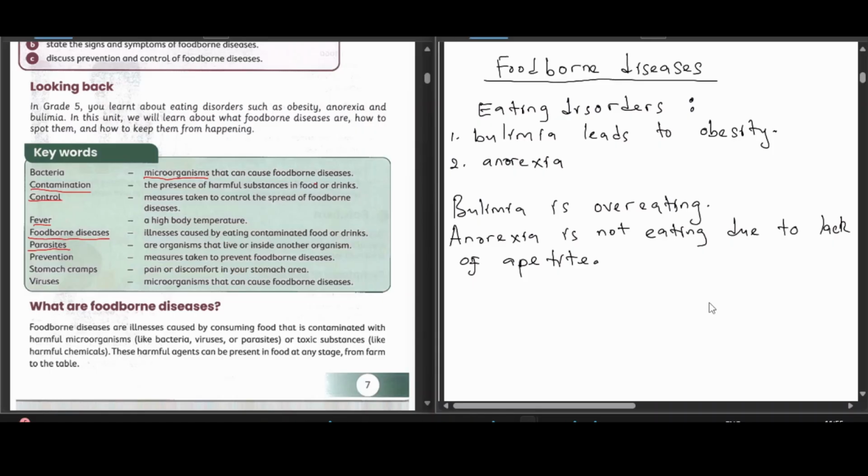I showed you a short clip of the removal of a botfly. It was living inside a cat. So we have parasites which live inside animals, parasites which live inside human beings.